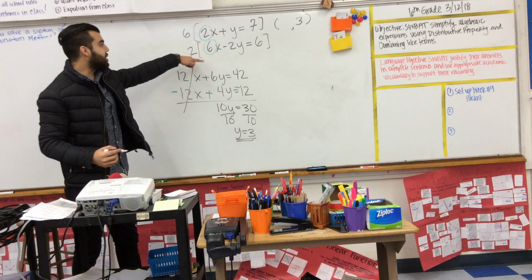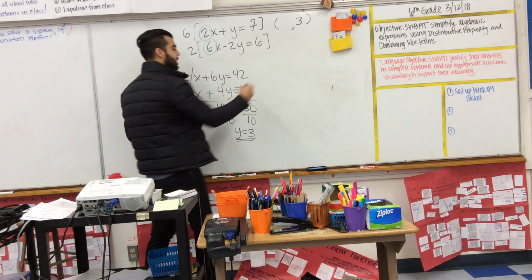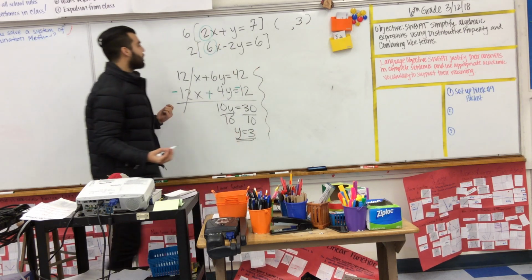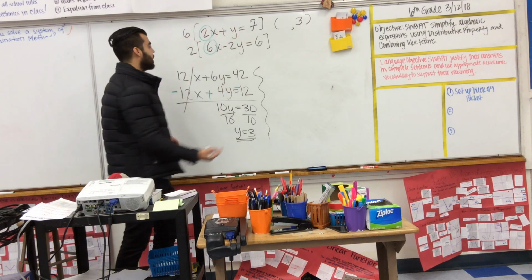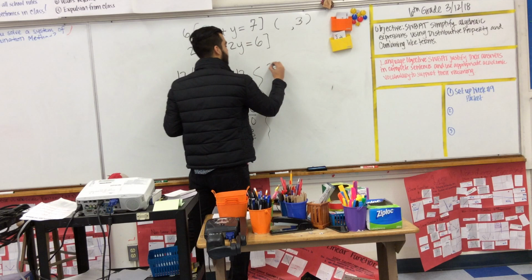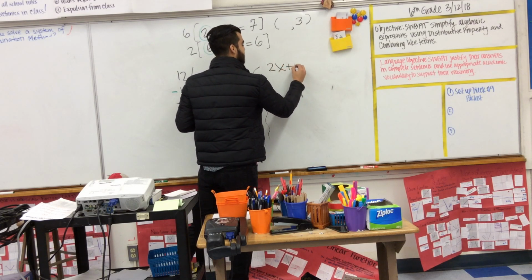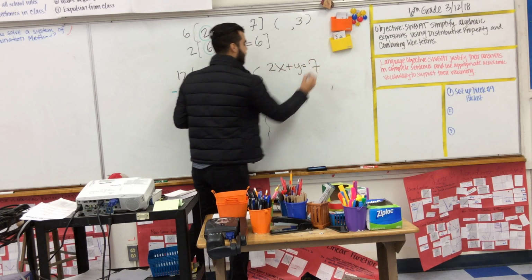Now go back to your original equations. Which one looks the easiest to work with? So I'm going to pick the first one since they're all positive terms and it's easier for me to substitute. So copy it down again. 2x plus y equals 7.